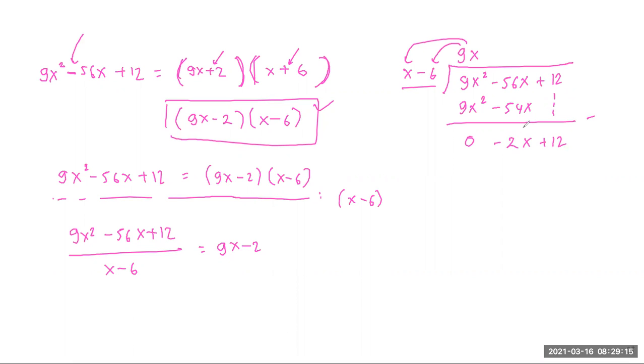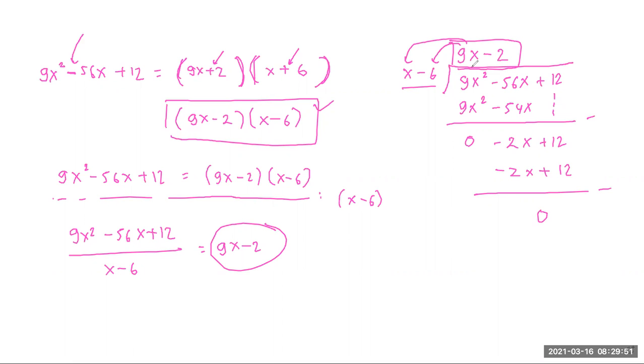So what's next? I need to eliminate negative 2x, so I need to multiply by negative 2. Negative 2 multiplied by this will be negative 2x plus 12. When I subtract, it's 0. So there is no remainder. So this will be my other factor, which is true. That is long division.